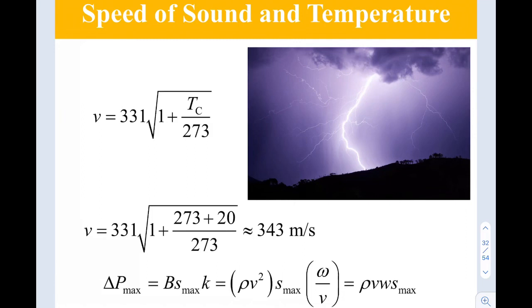And also, not to forget about our delta P just now. Delta P max is equivalent to B s max K. What is our B? Rho V squared. S max. The K is omega over V. That is how you get rho V omega s maximum.